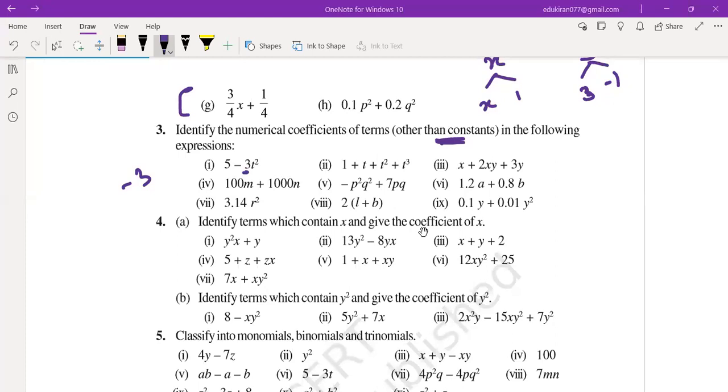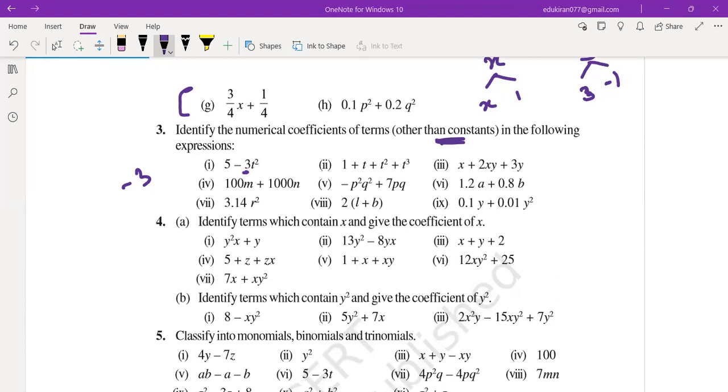Okay, next question. Two more are there. Yes, ma'am. The terms are 2L and 2B. For 2L, the coefficient is 2, and for 2B, the coefficient is 2. Good, everybody.